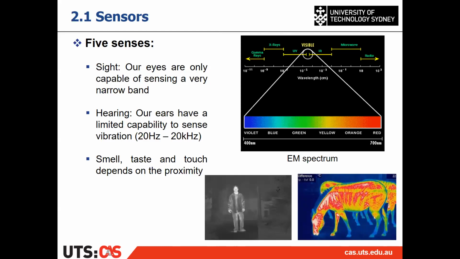This is what we made, cameras, but sensors can do much better than what we can do. For example, our eyes can only see a limited band on the EM spectrum, and that's what we call the visible band. But cameras can do much better than that. For example, infrared cameras can have night vision, and they can also detect temperature as well, right?